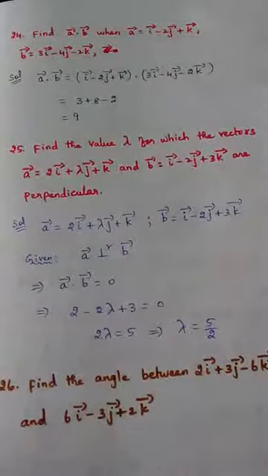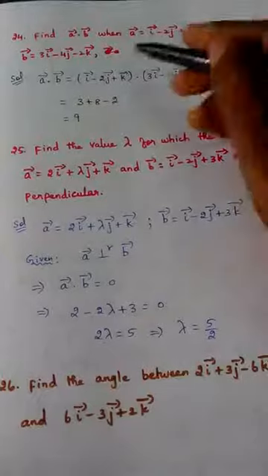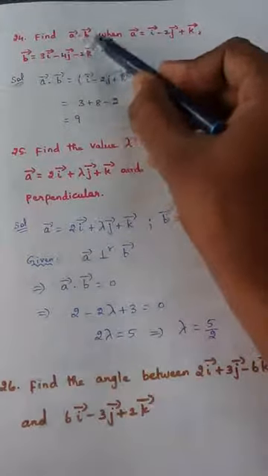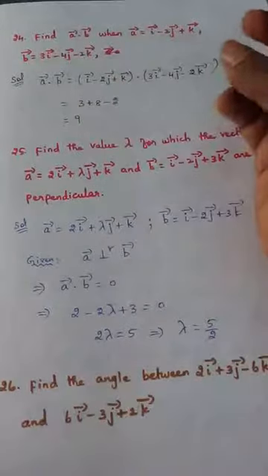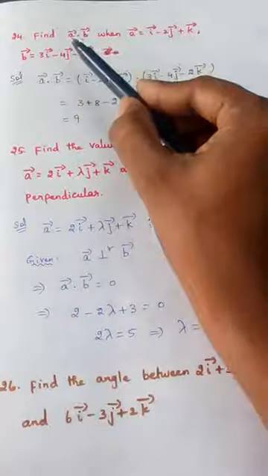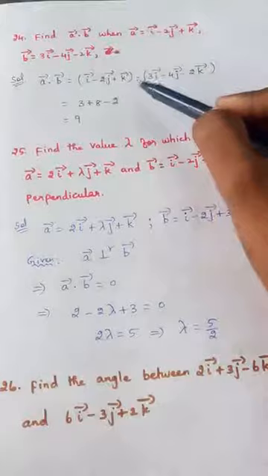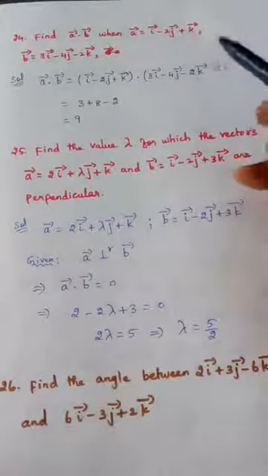Problem number 24. Find A vector dot B vector when A vector is given and B vector is given. So we have to find A dot B. Everything is based on the properties I said before. Since I need to calculate A vector dot B vector, A vector is written in the first bracket, dot B vector is written in the second bracket. How to do the dot product?